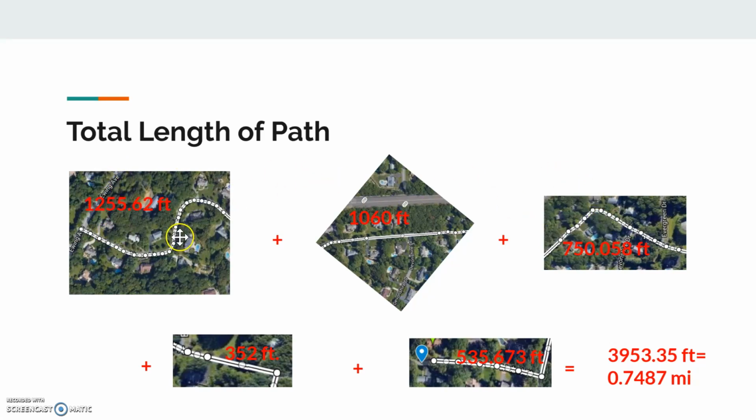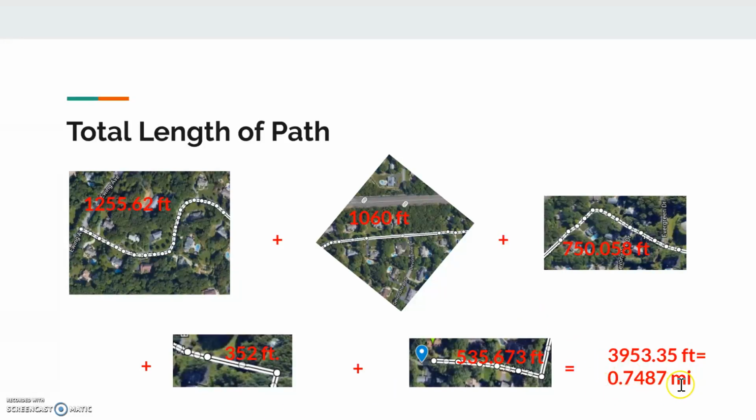So finally, to put all of this information together, I ended up adding every single length that I'd found, including both functions as well as the straight edges. So once all of these values are added up, it was found that there was roughly 3,953.35 feet in my walking path, or it could also be expressed as a 0.7487 mile long path.